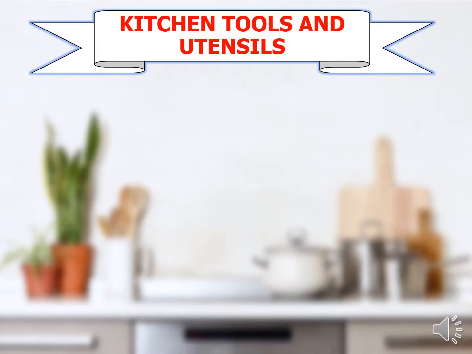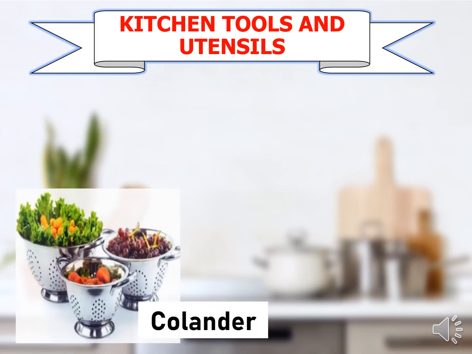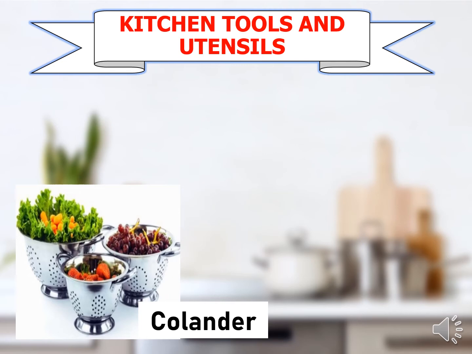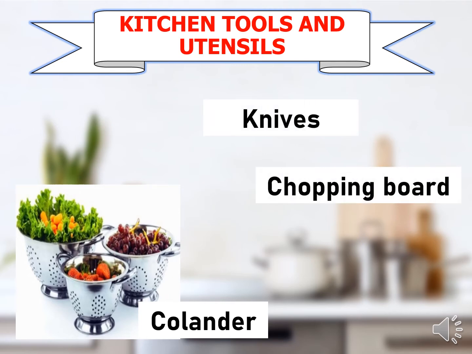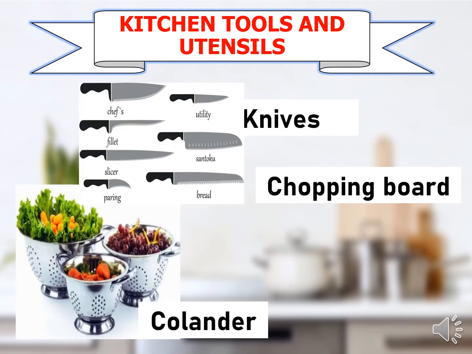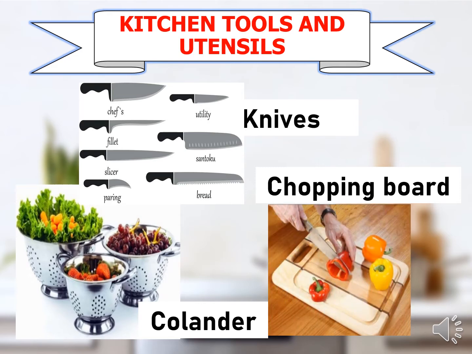And now let us identify the different and common kitchen tools and utensils found in your kitchen. First we have a colander. A colander is used in washing vegetables and straining pastas. We also have knives and chopping board, they always come together. Kitchen knives are used to peel, chop, or slice raw materials, and they come along with a chopping board, where the meat and other vegetables or ingredients can be cut.